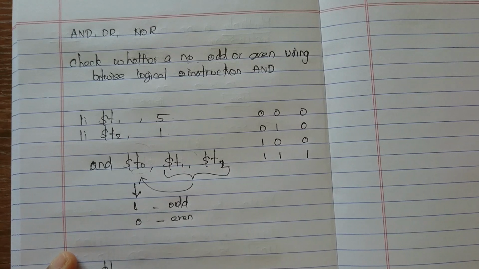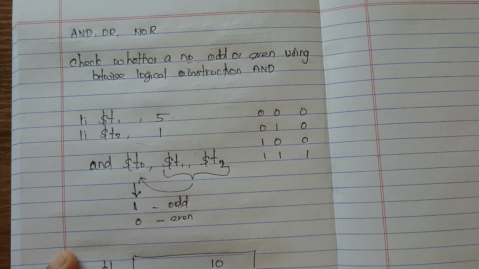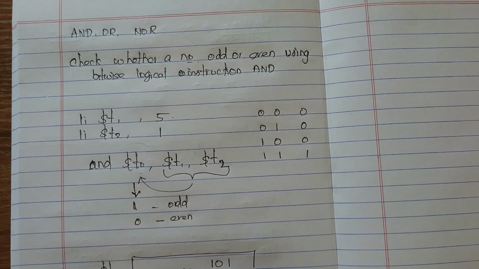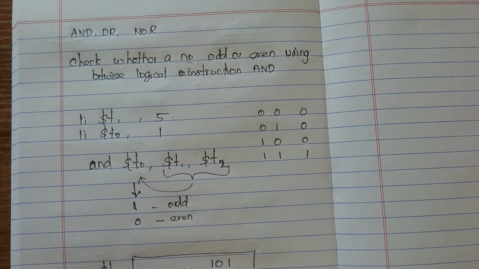My value is T1, which is 5. 5 means, actually we need to write 32 bits. I don't have time, so I'm writing only the necessary bits. So let's assume 5 means 1, 0, 1. And the other register is T2. What is T2 containing? It contains 1. The rest of the bits are 0, 0, 0.